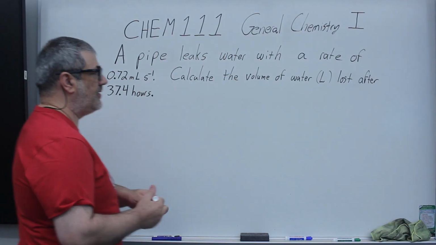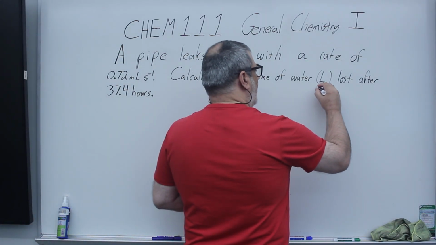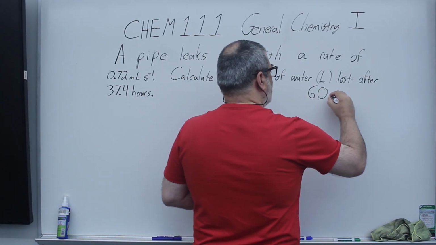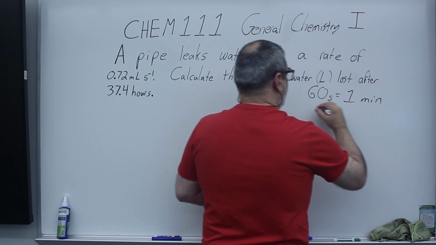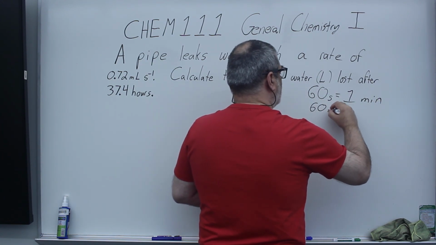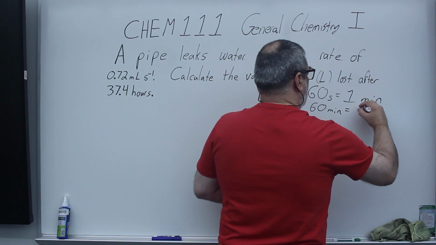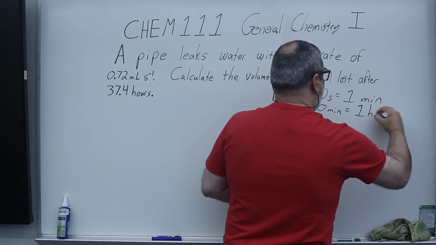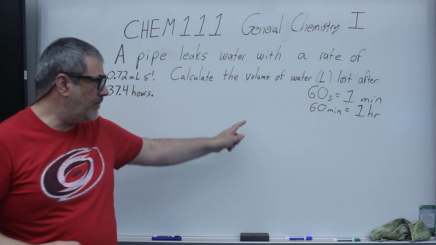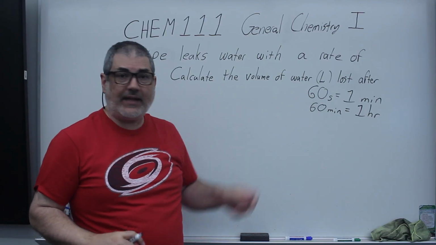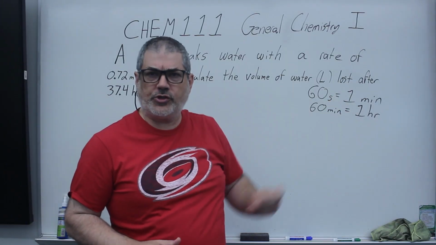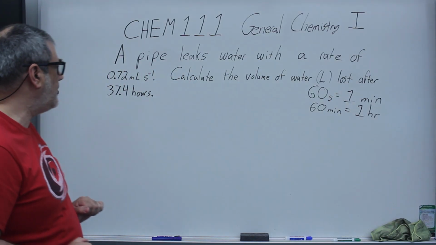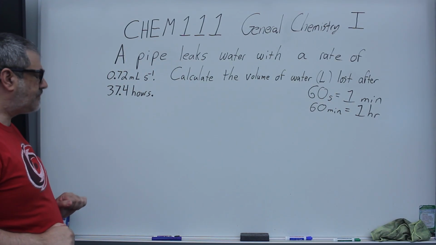So what I'm going to do off to the side is I'm going to say 60 seconds is 1 minute, 60 minutes is 1 hour. You can write out the word minute or hour respectively, or seconds, but it's not necessary. So we'll cover unit conversions and symbols and abbreviations going forward.